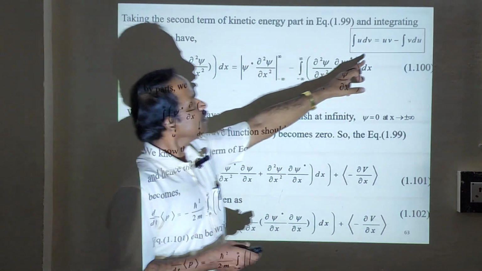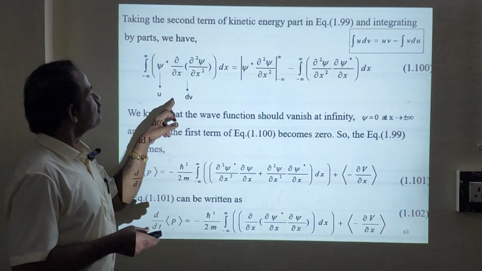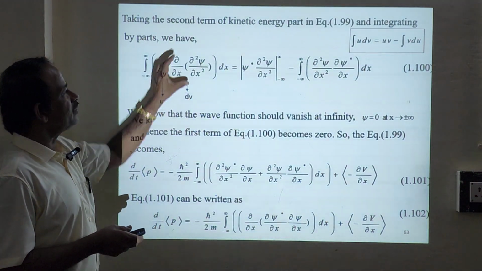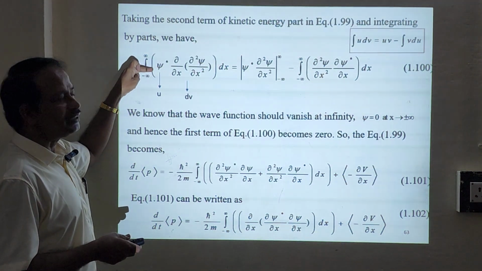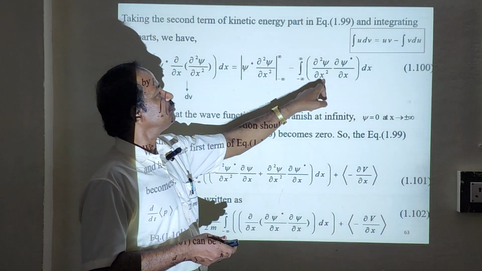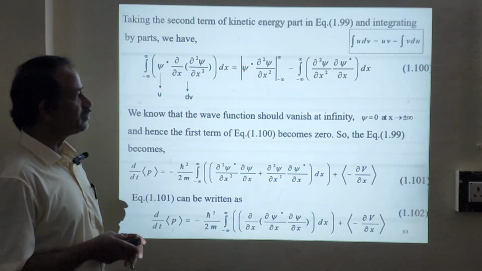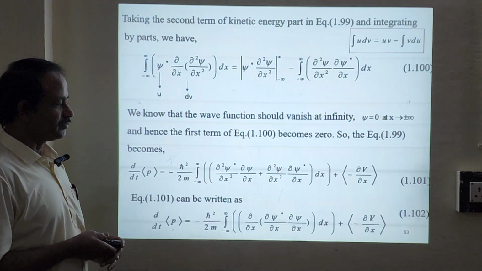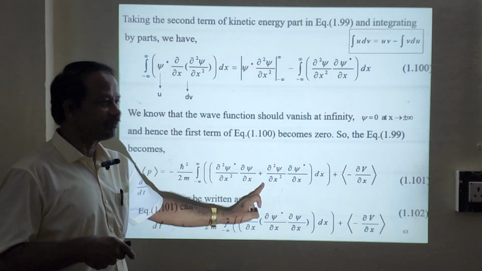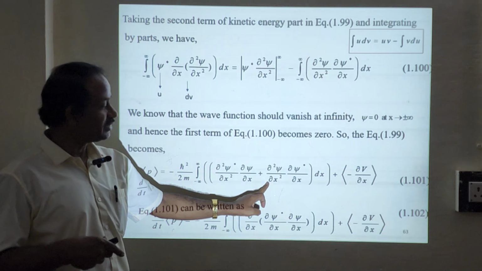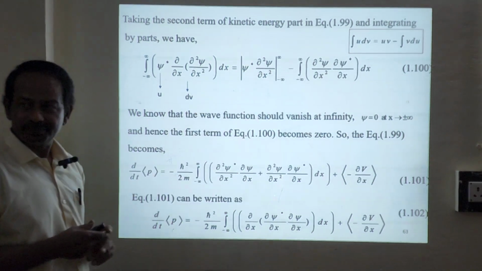And the second term will be minus v du. So v is this term alone, d by dx will go off. u is d psi star by dx. So d squared psi by dx squared times d psi star by dx. For the second term, already one minus is there, so minus minus plus.